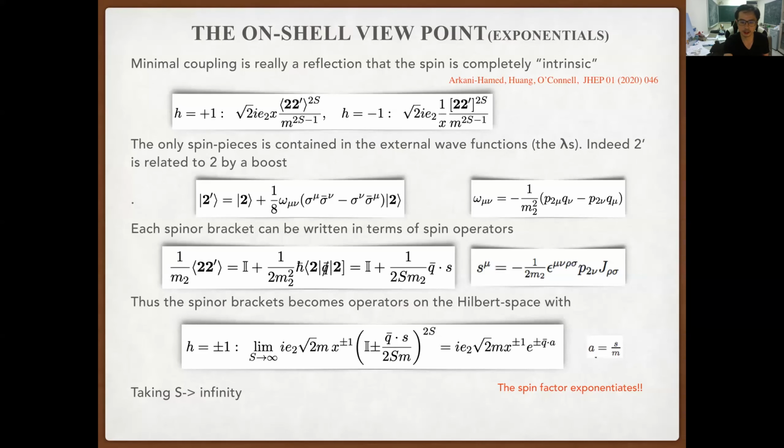So putting everything together, you see that in terms of these spin operators or spin matrices, it's just Q bar times S divided by 2. The big S is the classical spin. So if you take S to infinity, this essentially exponentiates, and you see that the spin effect is just an exponential factor, Q bar dot A, where A is the spin vector normalized by the mass.